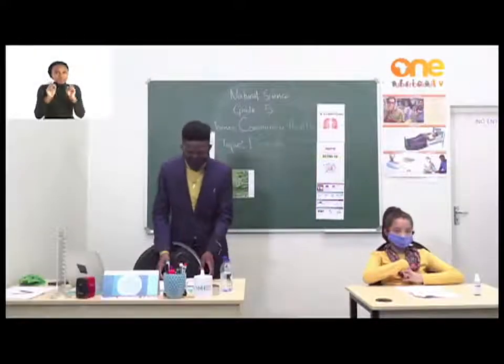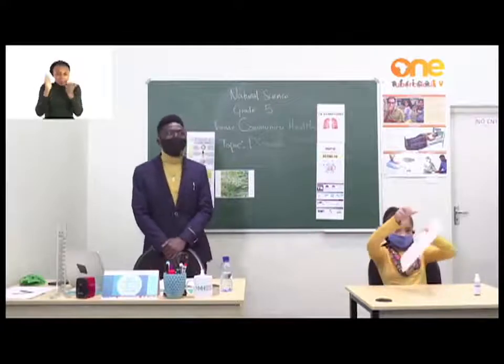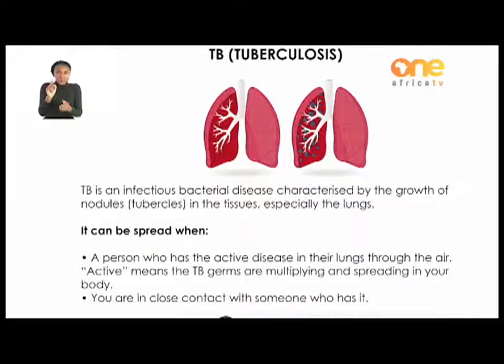Okay, grade 5. Let us turn to page 21, where we'll be discussing our second disease for this lesson. Our second disease is TB, or tuberculosis. What is tuberculosis, or what is TB? TB is an infectious bacterial disease characterized by the growth of nodules, tubercles, in the tissues, especially the lungs.